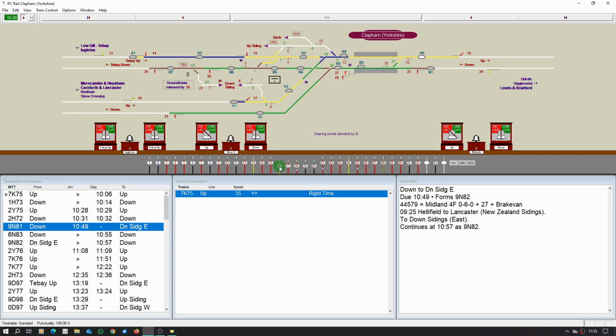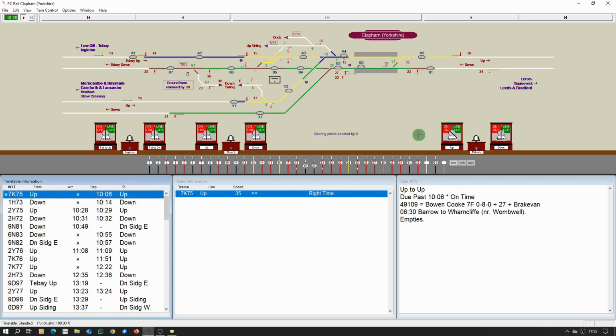Right, distant back, on, outer section. I can input the starter back, and outer section to the Skew Crossing. Right, so that's the up train gone through. That's quite nice and easy.